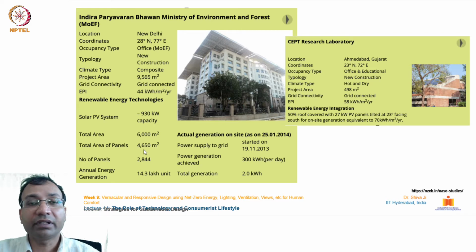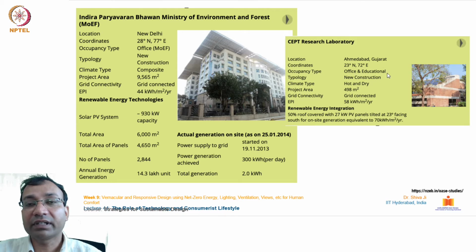So which is huge in terms of ratio. The total number of panels installed is 2,844, and the annual energy generation is 14.3 lakh units, which is quite sufficient. So this building takes care of its own power requirements, as well as supplying electricity to the grid.